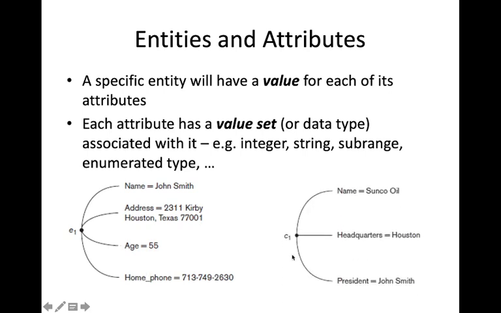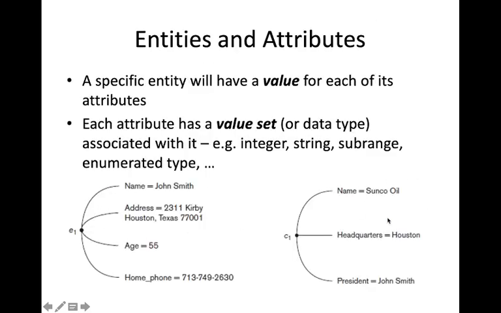Then if we take another one, this is a company entity. This is an example of a company entity, and this is an example of an employee entity. For the company, there will be attributes like name, where we have given some name, then headquarters, and then a president for that company. Like that, there will be different attributes for that particular company. So this is an employee entity, and this is a company entity.